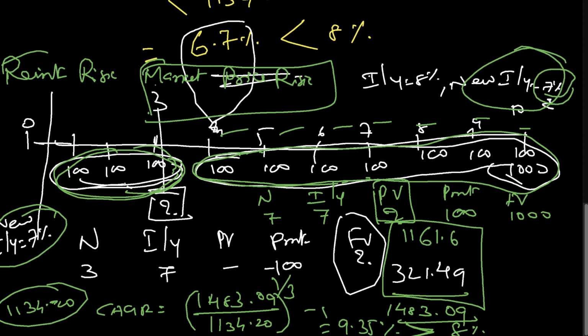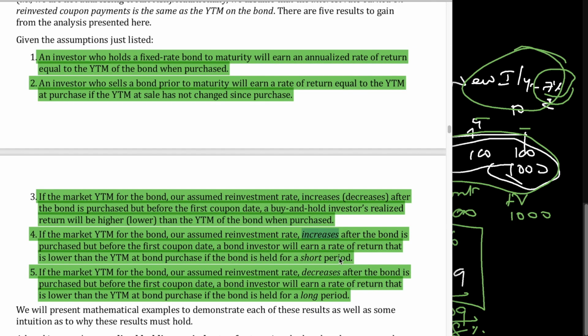So market price risk is more powerful over here. Market price risk is favoring you. The price has gone up highly to 1161, and overall it comes to 14883, and so you are getting 9.35 percentage, which is way ahead of 8 percentage, right? So this proves the fourth point as well.